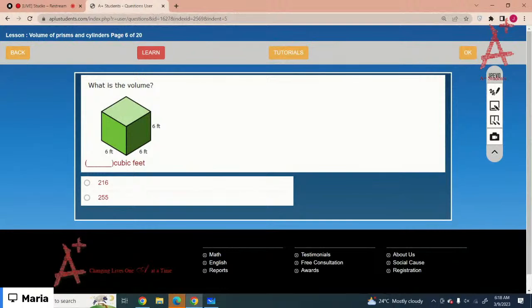Okay, again you have to calculate the volume of this cube. So all the side lengths are exactly equal. So you need to do length times width times height. So it is 6 times 6 times 6. 6 times 6 is 36. And 36 times 6 is 216. Got it? So the volume is 216.